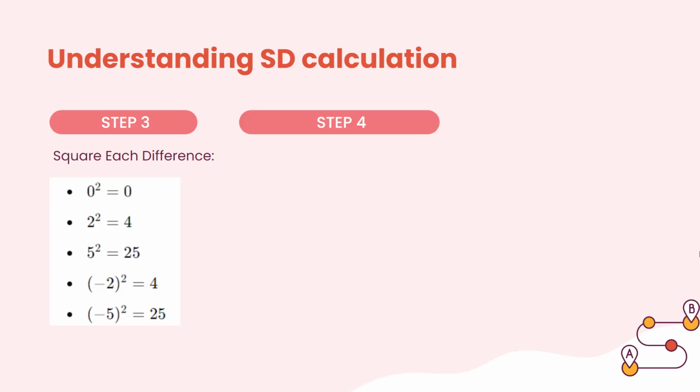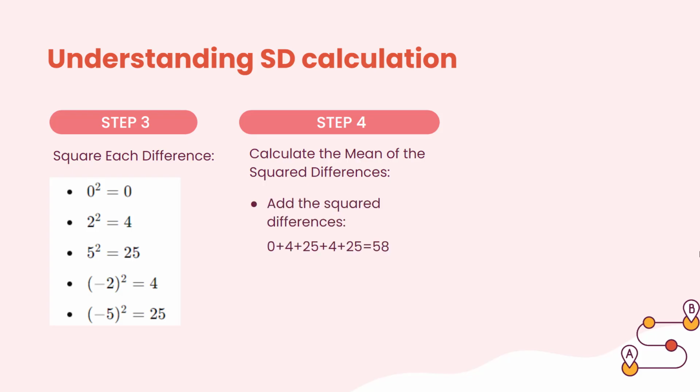Step 4 is to calculate variance. Variance is a measurement value used to find out how the data is spread across the mean or the average value of a dataset. For this, you calculate the mean of squared differences. You add the squared differences obtained in the last step, and you divide the sum by the number of scores. Hence, the variance is 58 divided by 5, which equals 11.6.